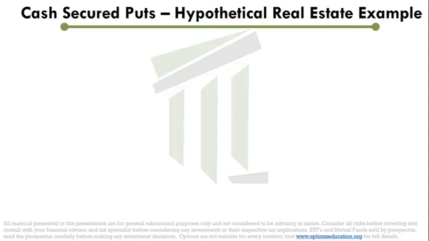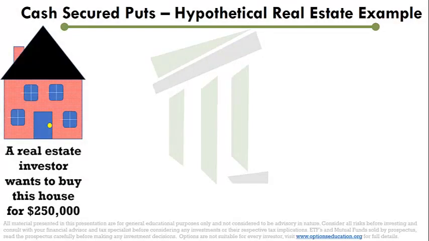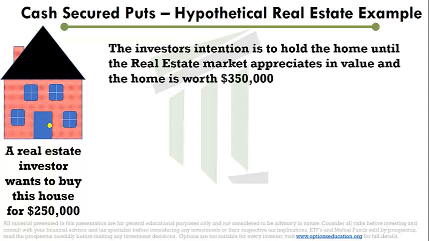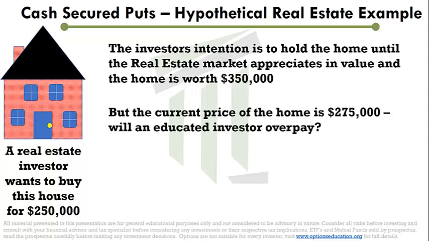I always like to bring it back to real estate because it's tangible and most people understand it pretty easily. So let's say that this real estate investor wants to buy this house for $250,000. He sees the house, he believes it's got a $250,000 value attached to it, and he wants to buy it. Well, the investor's intention is to buy the house at $250,000 and hold the home until it appreciates in value, and the home is going to be worth $350,000. Now, currently the house is priced at $275,000.